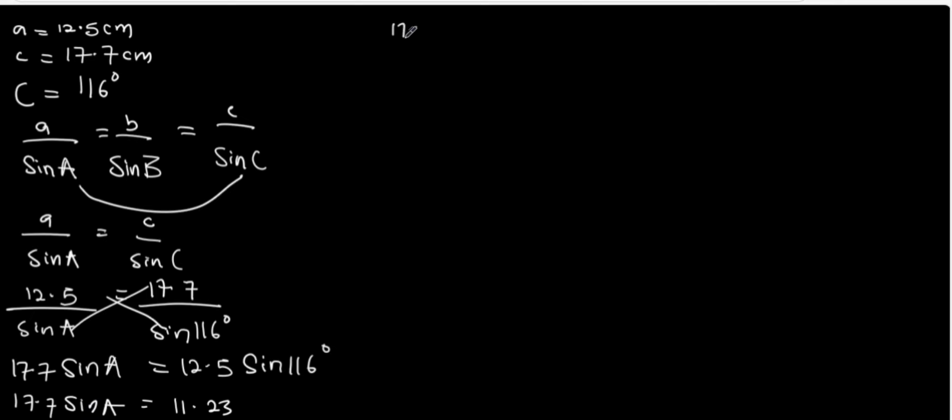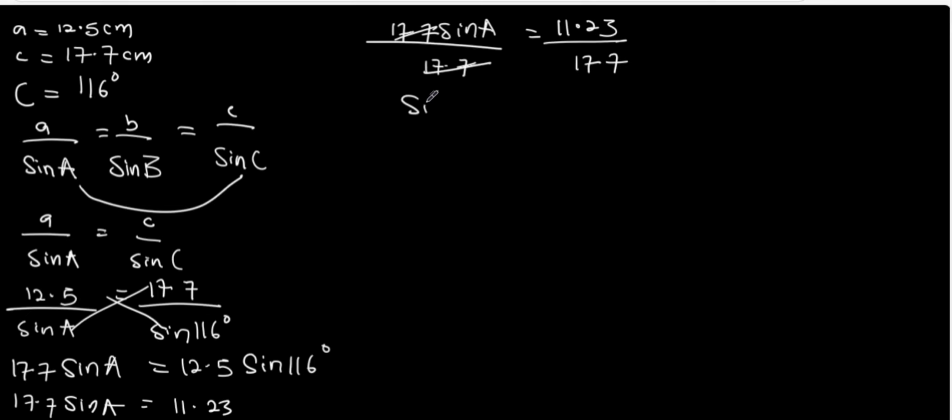So I have 17.7 sine A divided by 17.7 equals 11.23 divided by 17.7. The 17.7 cancels out, and I have sine A equals 11.23 divided by 17.7, which gives us 0.6345.